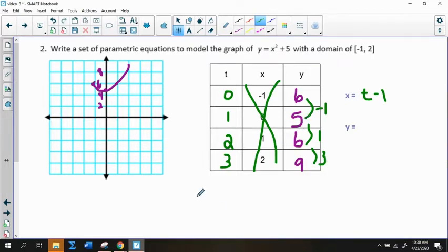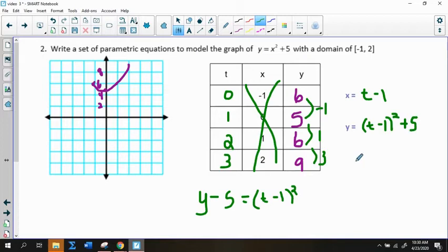If you remember how to do vertex form of a parabola, this would be y minus 5 equals, now we're in terms of t instead of x, t minus 1 squared. Okay, so this is my y equation. I just add the 5 to the other side. So I have t minus 1 squared plus 5.